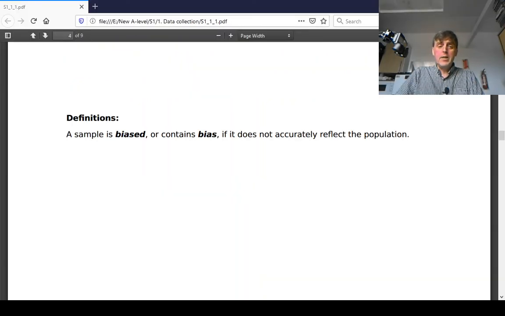So here is a really important word that we need to know what it means here. If a sample does not accurately reflect the population, we say that that sample is biased, or it contains bias. And in a second, I'll ask you to consider an example of when a sample might be biased or not.